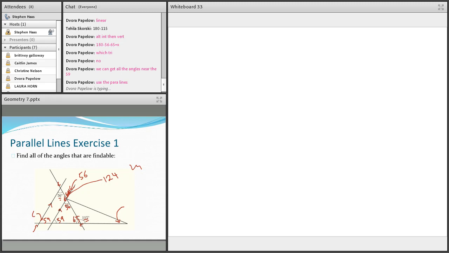Okay, so now of course there are other angles we can get, obviously. We can get this angle over here as being 180 minus 56, which is 124. Yes, it does have to be less than 65. But this we can get as 121, because it's supplementary with this. Alright. Let's try another one.